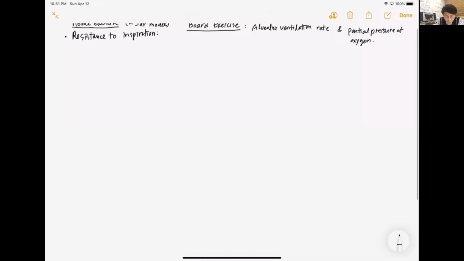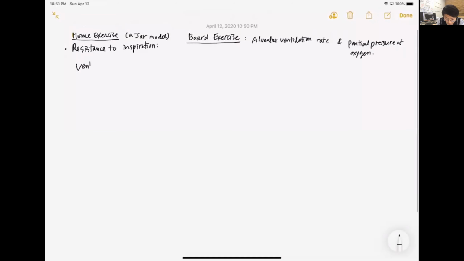So we can have this ventilation as a jar model, which is like this. And then we can consider our alveolar space as this big jar. Then the driving force for all this airflow is a pressure difference. So we can define this point as atmospheric pressure, and then the pressure inside here is the pressure of the alveolar space, P ALV.